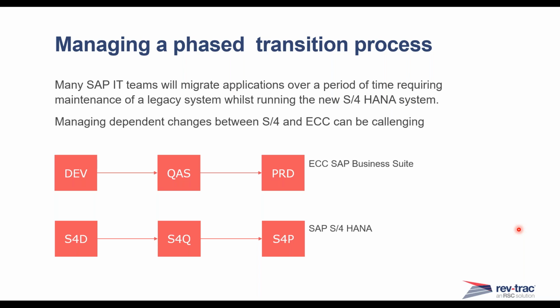So RepTrak will control changes effectively across both landscapes and keep those together. RepTrak understands the source of your changes, so it will also know the target of the changes. So you can still manage them together as a unit of work, as a RICEF on the one RepTrak request, and keep all things in control.